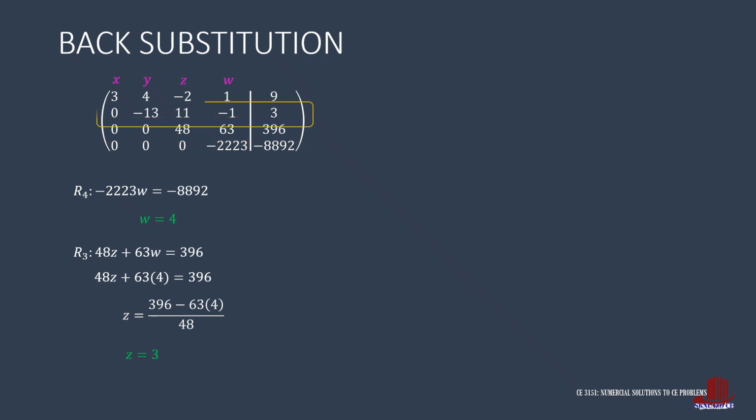From the second row, the equation is -13y plus 11z minus w as 3. Substitute solved values and have -13y plus 11 times 3 minus 4 as equal to 3. Extract and solve y, giving 3 plus 4 minus 11 times 3 all upon -13. So y is equal to 2.